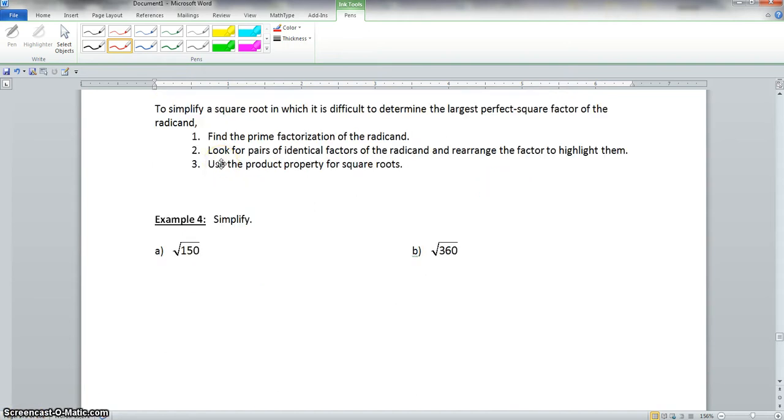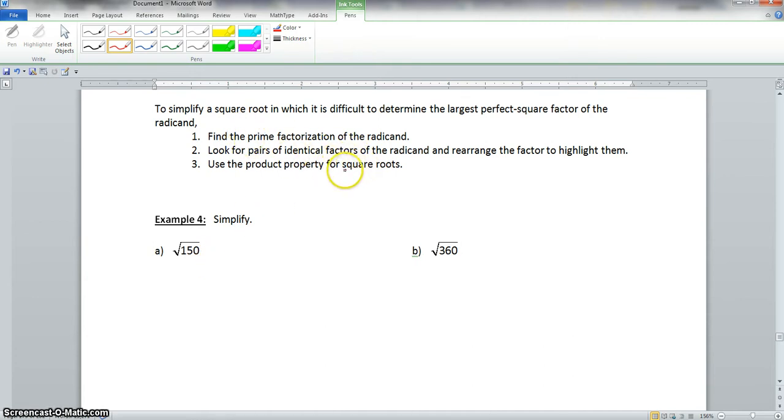Now we're given some directions here. It says, to simplify a square root in which it is difficult to determine the largest perfect square factor of the radicand, find the prime factorization of the radicand, look for pairs of identical factors of the radicand, and rearrange the factors to highlight them. Use the product property for square roots. Listen, all this is saying is this: whenever you have a large number that you cannot automatically tell what the highest perfect square is in that number, they're suggesting that you use the prime factorization.